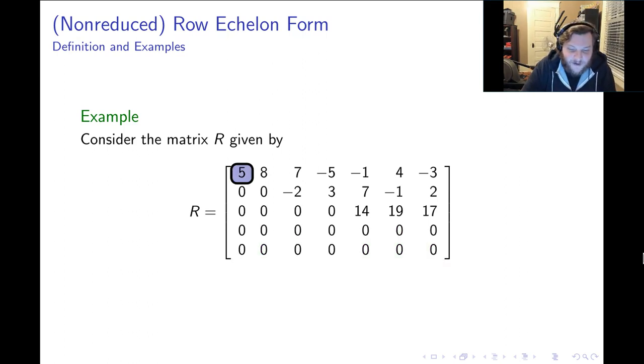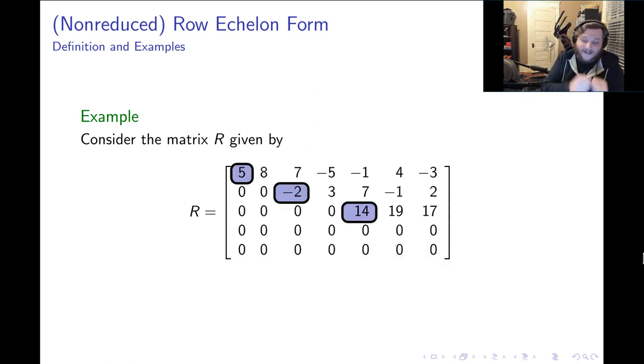We have pivots here, and it looks like we have 3 of them. So these are the first non-zero entries of rows that are not all equal to 0. And remember, in row echelon form, we don't care what the pivots are equal to. In reduced row echelon form, they all have to equal 1. Here, we don't care. So our pivots happen to equal 5, -2, and 14. That's fine.